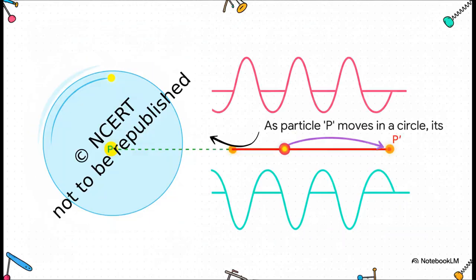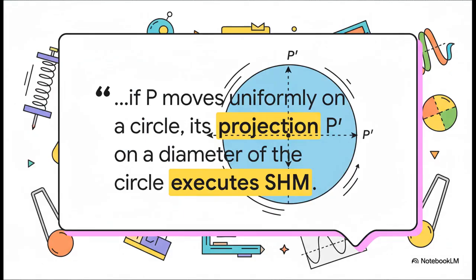What do you see? So as that particle, let's call it P, cruises around the circle, its shadow on that center line, which we'll call P prime, well, it doesn't move in a circle at all, does it? It just slides back and forth. It moves fastest in the middle, and it slows down at the ends right before it turns around. Does that sound familiar?